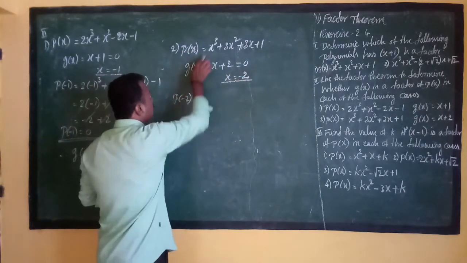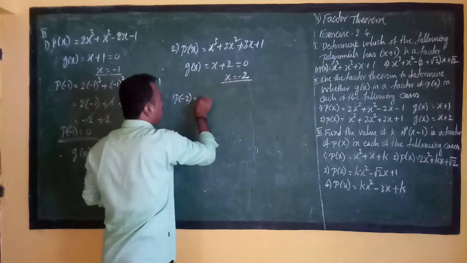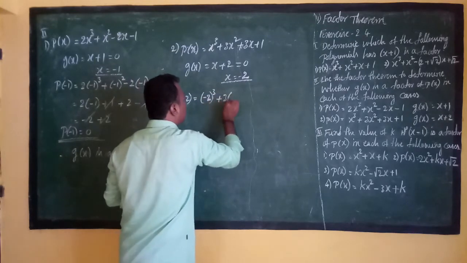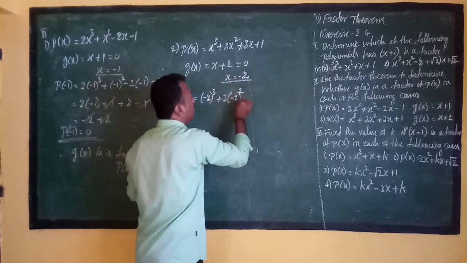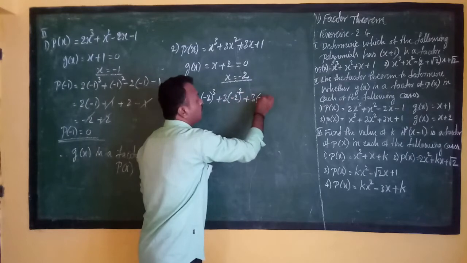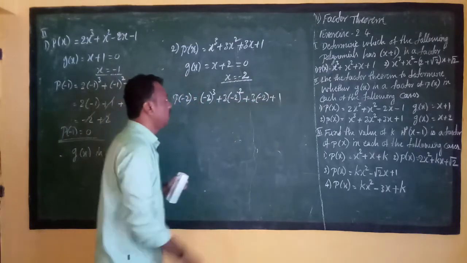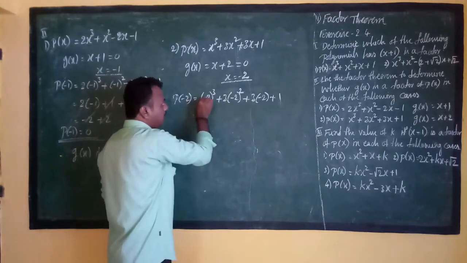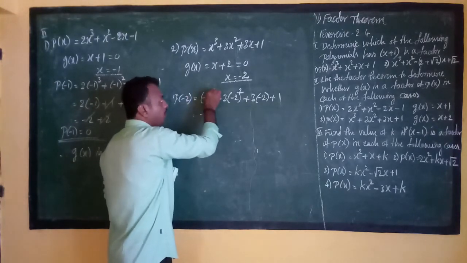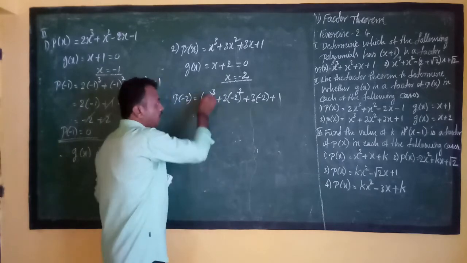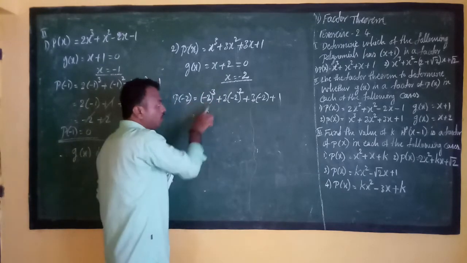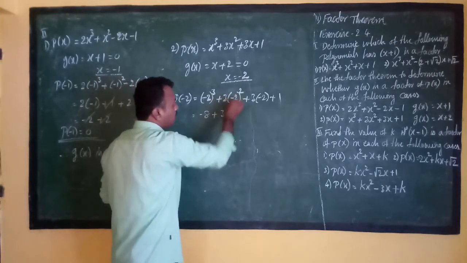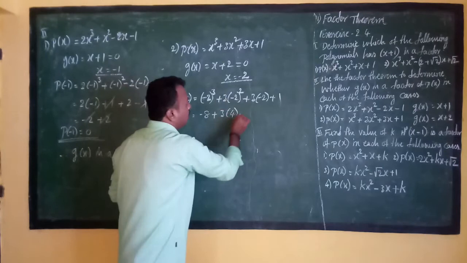P of minus 2 is equal to x cube means (minus 2) whole cube plus 3 into x square means (minus 2) whole square plus 3 into minus 2 plus 1. Then (minus 2) whole cube means minus 8, because when the base is negative and the power is odd, the result becomes negative. 2 cube means 8, negative sign, plus 3 into (minus 2) whole square means plus 4, and plus into minus, minus 3 into 2, minus 6, plus 1.